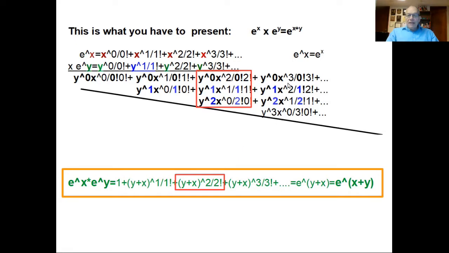Using that pattern again, I can see that this would be replaced by this, except the 2 being replaced by the 3. I then observe that the pattern that this has is the same as the pattern of e to the x, except wherever I see x, I have x plus y. And so making that substitution, I have e to the x times e to the y is equal to e to the x plus y.